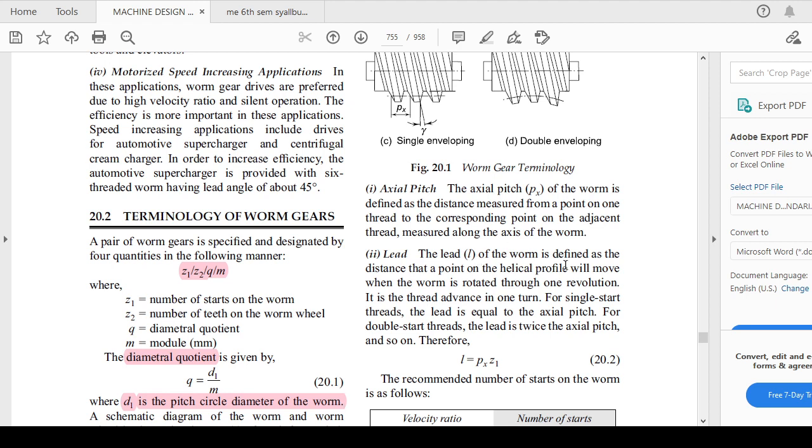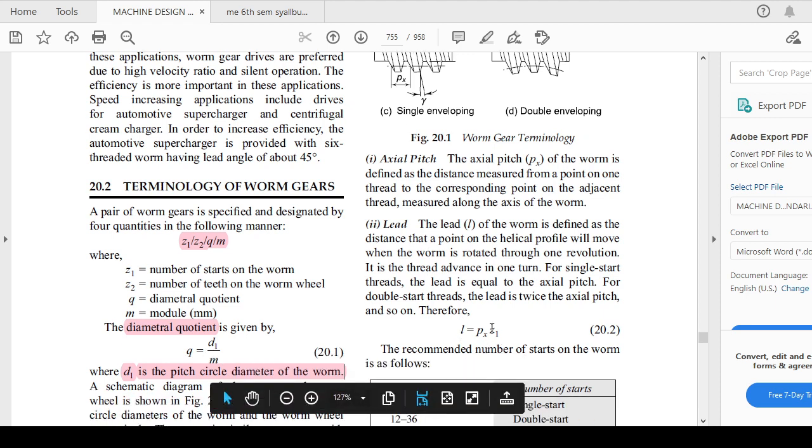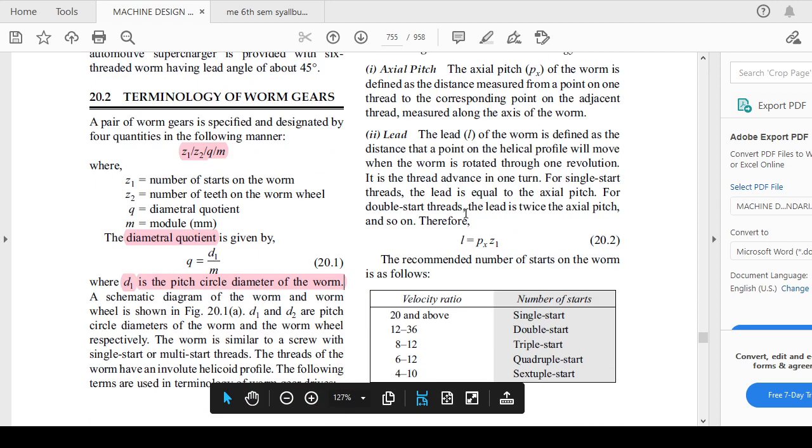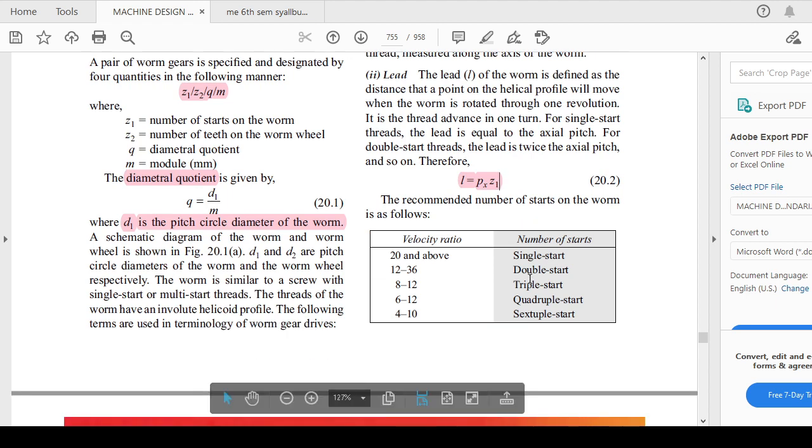Lead of the worm is defined as the distance that a point on the helical profile will move when the worm is rotated through one revolution, one whole revolution. So it is the thread advance in one turn, or how much the thread will move in one turn, that is called lead, which is equal to the axial pitch multiplied by the number of starts on the worm. You can get it with the help of this formula. This is also very crucial whenever you are doing calculations.